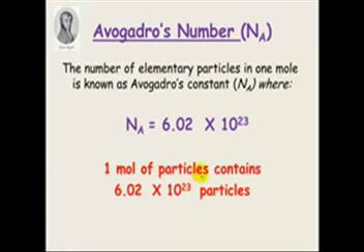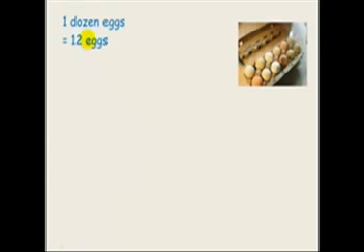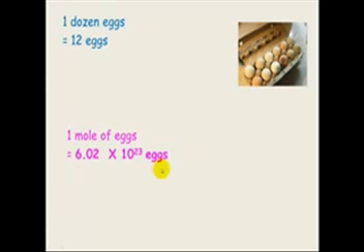1 mole of particles contains 6.02 by 10 to the 23rd particles. And it doesn't matter what type of particle it is, 1 mole always has 6.02 by 10 to the 23rd of those particles. So, just like 1 dozen eggs equals 12 eggs, 1 mole of eggs would be equal to 6.02 by 10 to the 23rd eggs. That's a lot of eggs.